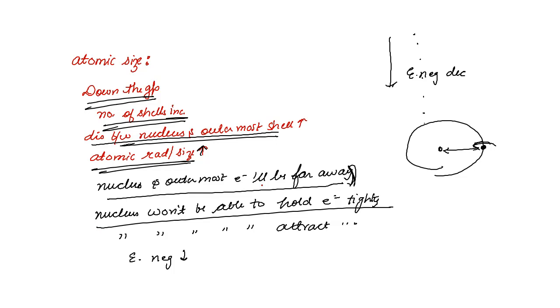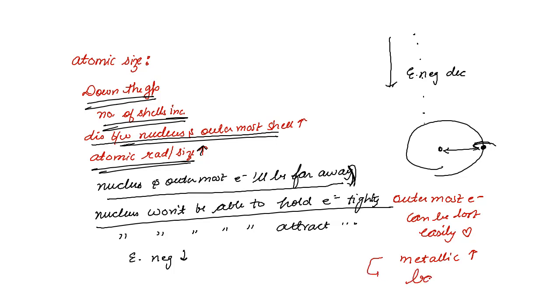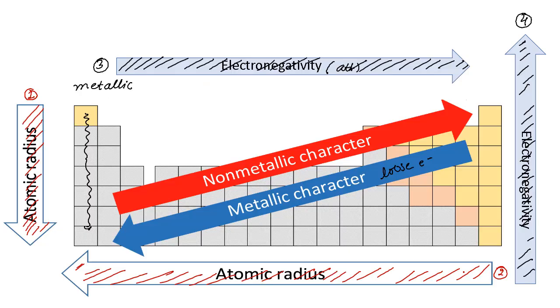Now if the nucleus is not able to hold the outermost electron tightly, that means the outermost electron can be lost easily. And if the outermost electron is lost easily, that means the metallic character will increase. Also, I told you that metallic oxides are basic in nature, so I can also say the basic character increases. Thus, in the picture you can see I have written that the metallic character will increase. So with the increase in atomic number, the metallic character also increases.